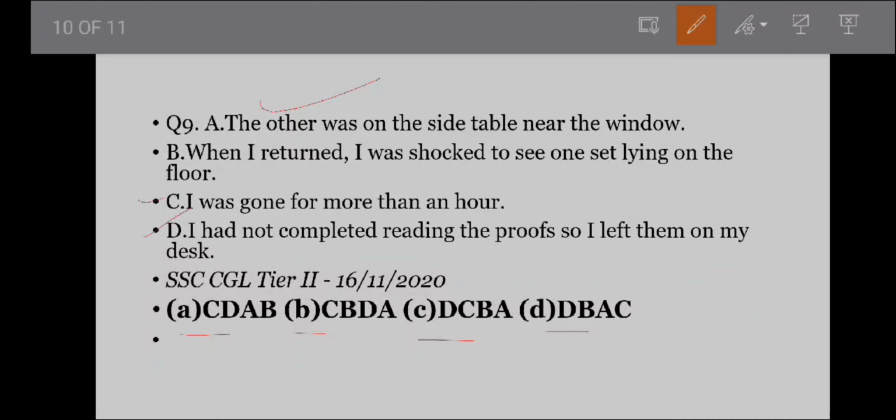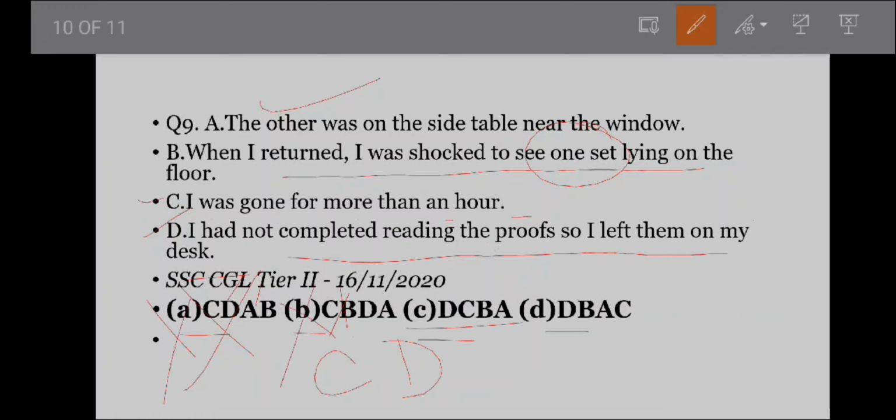Okay, so first we choose option C to start. So C, I was gone for more than an hour. Then it's D, I had not completed reading the proofs, so I left them on the desk. Then A, the other one. So where is the other one? It hasn't been described. So option A can't be the right option. So B, then C. B, I was gone for more than an hour. When I returned, I was shocked to see one set, so there should be a previous one, completed reading the proof, so I left them on my desk. So it should be the next one. After C, it can be only option D, it can't be option B. So A and B won't be the right ones.